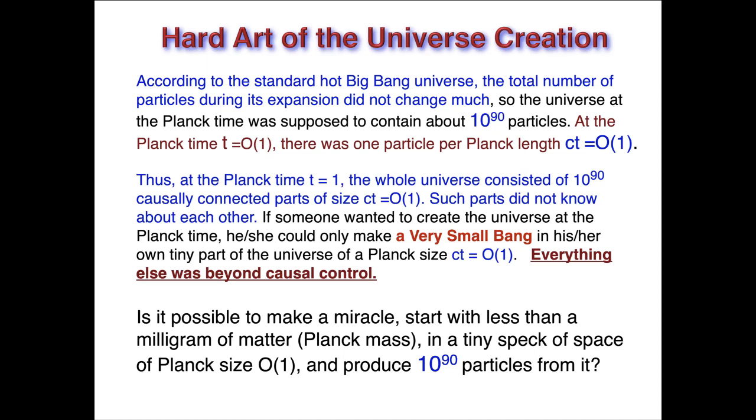So the whole idea of creation of the universe, of the Big Bang, assumes that without any special reasons, without any way of communicating and correlating with each other, suddenly 10 to the 90 different parts of the universe, not talking to each other, simultaneously emerged from the singularity. And that really looks kind of ridiculous.